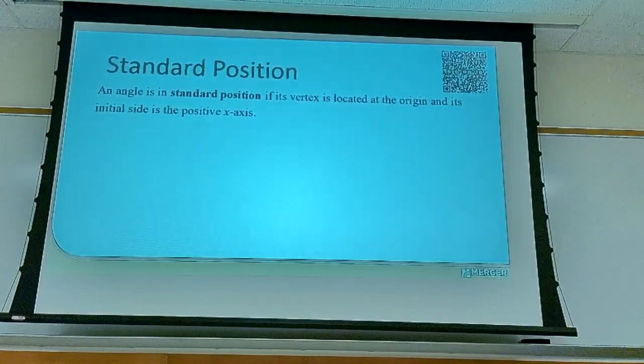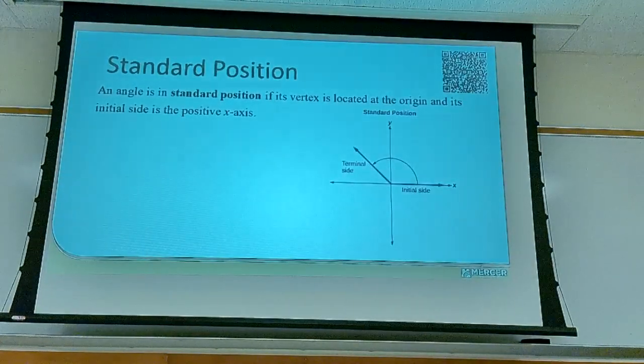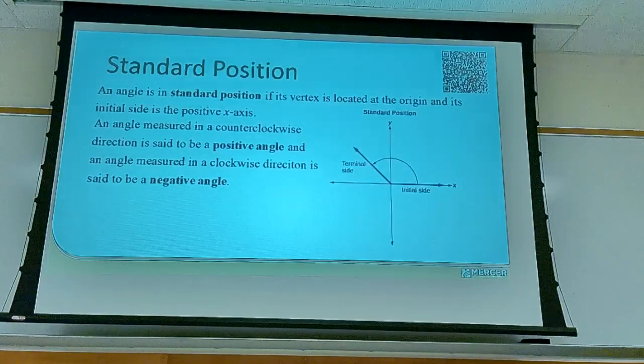An angle is in standard position if its vertex is located at the origin and its initial side is the positive x-axis. An angle that is measured counterclockwise is positive. An angle that is measured clockwise is negative. So in terms of rotations, counterclockwise is the positive direction.